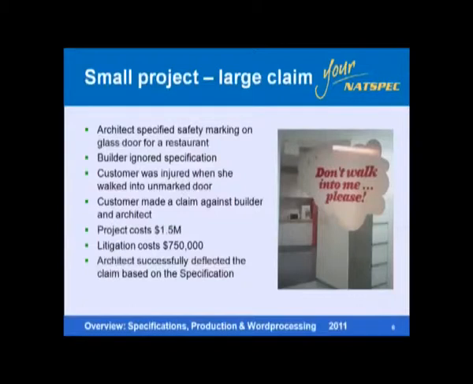The architect was able to deflect that litigation because he had specified the safety markings on the glass. The builder hadn't put them on. So it's just an example here. You can see the litigation costs were $750,000, half the cost of the job. So he was able to deflect that litigation.